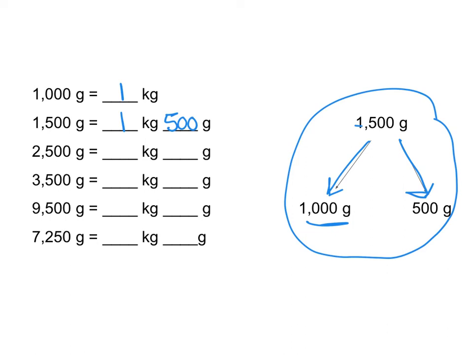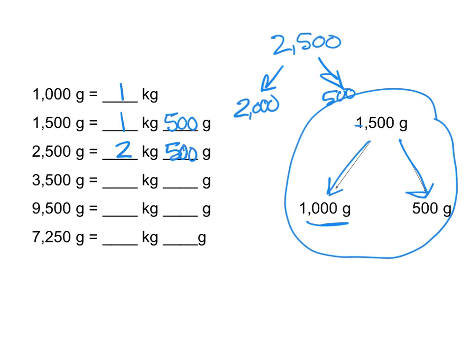Let's look at 2,500 grams. Again, we could divide it the same way. We could say, oh, we've got 2,500 grams, and that is 2,000 and 500. Well, 2,000 grams we know is 2 kilograms, and it leaves us with 500 grams left over. 3,500 grams, be thinking the same sort of process. So we've got 3,000 grams plus 500 grams. And we know 3,000 grams is equal to 3 kilograms. And we're left with 500 grams.